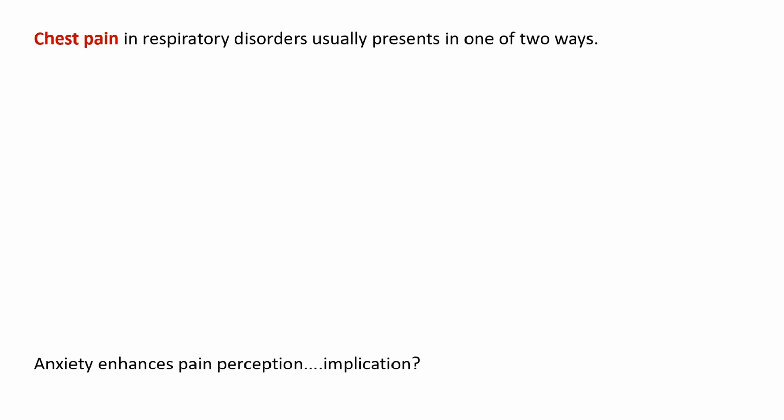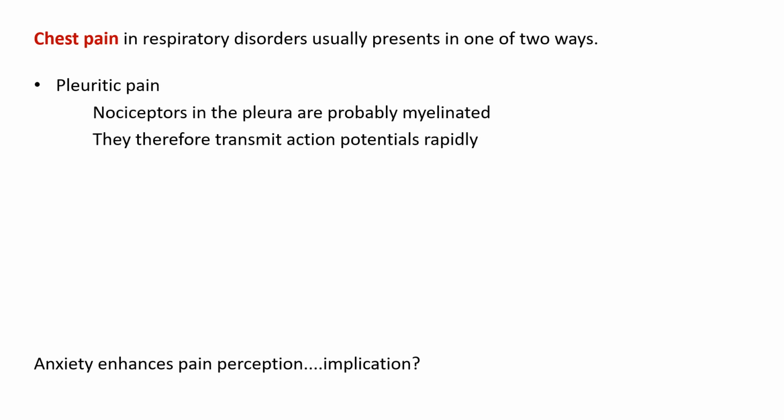Chest pain. So we've got two real types of chest pain, haven't we? And we often in clinical practice will ask about what sort of pain they have and where it is. Pleuritic pain is mainly because there are nociceptors in the pleura. There are none in the parenchyma of the lungs, but they are in the pleura. So these nociceptors in the pleura are most likely to be myelinated because it tends to be a sharp pain.